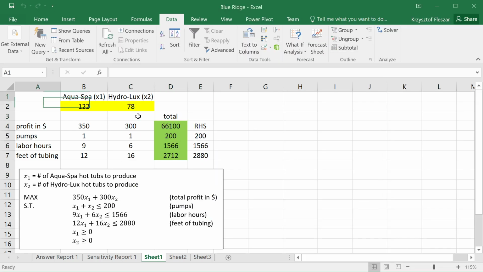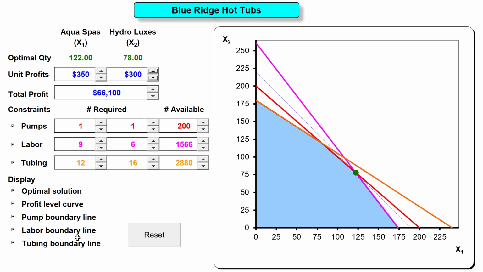And let us now consider what happens graphically. So here again is the graphical interpretation of the problem, and we're going to focus on the pumps constraint. For a moment, I'm going to hide the profit level curve and just show you the red line for the pumps constraint. Notice the pumps constraint and the labor constraint were the binding constraints, and you can see that the intersection of their boundaries determines the optimal solution.